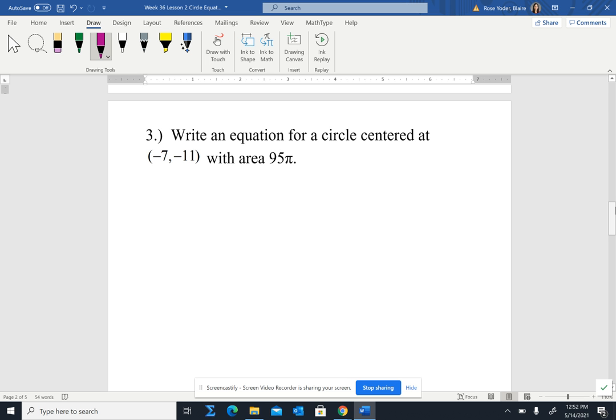This time we are writing an equation for a circle. So I kind of like to just set up my formula and then plug the numbers in. So we've got the center of the circle is -7. I don't really love writing it like that because that looks messy, x minus -7. So I like changing it. If it's -7, I like to write x plus 7 squared. And then same thing with the -11. Instead of writing -11, I like to write y plus 11 squared.